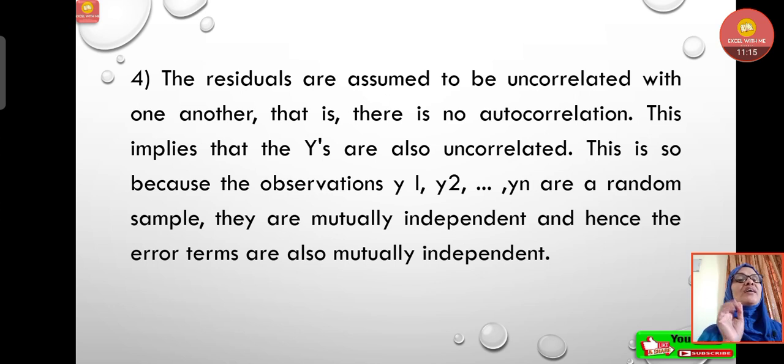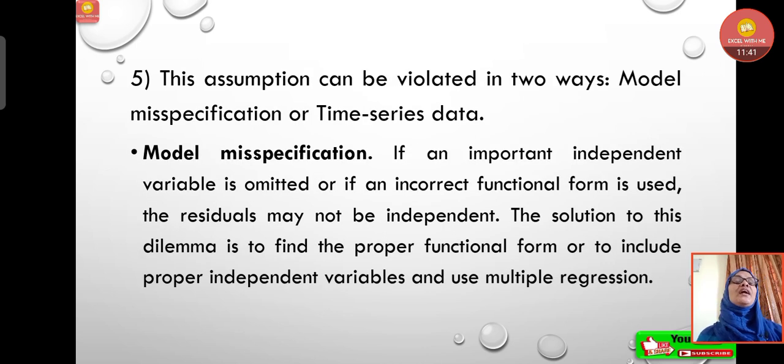Now, the residuals are assumed to be uncorrelated with one another, that is, there is no autocorrelation. This implies that the y's are also uncorrelated. This is so because the observations y1, y2, up to yn are a random sample. They are mutually independent and hence the error terms are also mutually independent. Now, this assumption can be violated in two ways, that is model misspecification or time series data.